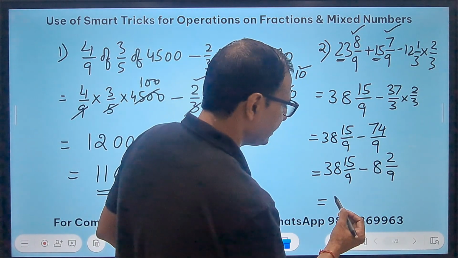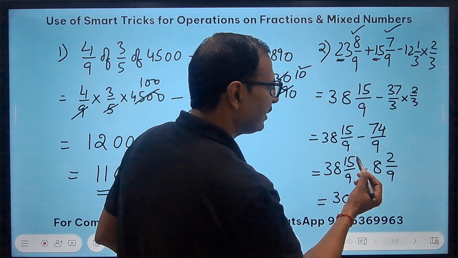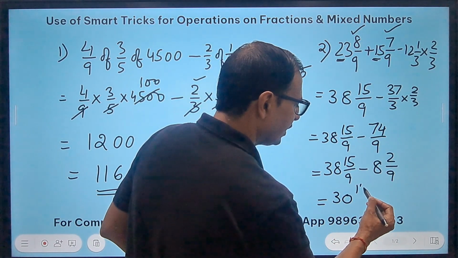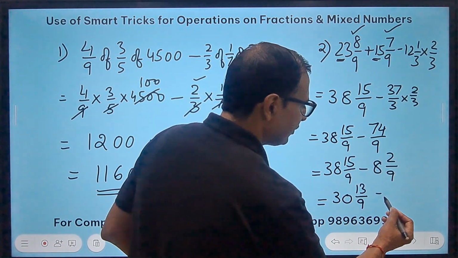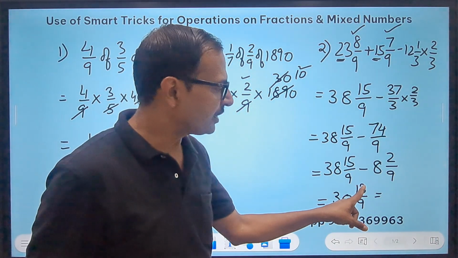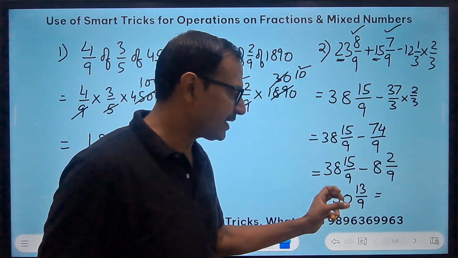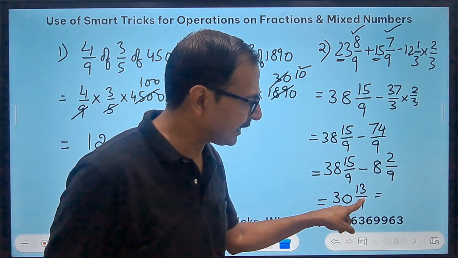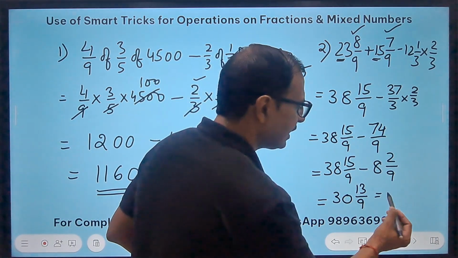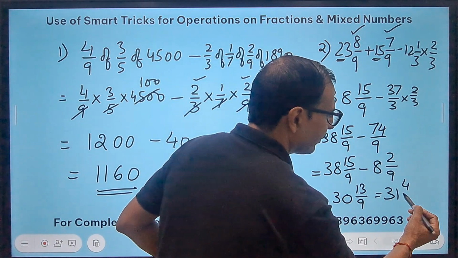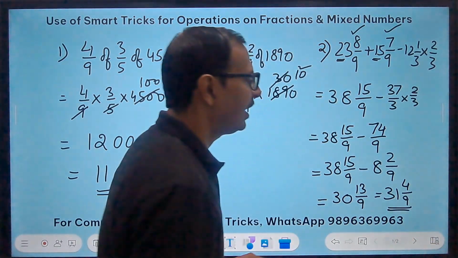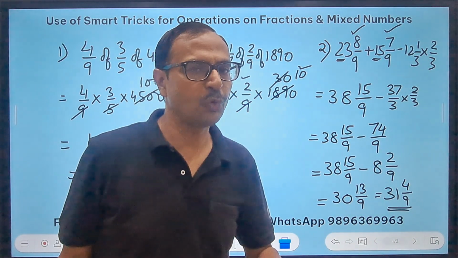38 minus 8 is 30, and 15 minus 2 is 13 upon 9, which gives us, now when you convert 13 upon 9, because it's an improper fraction, you convert it to a mixed number, you will get 1 4 by 9. So the 1 adds to 30 becomes 31 and 4 by 9. So this is the answer for the question, 31 4 by 9.